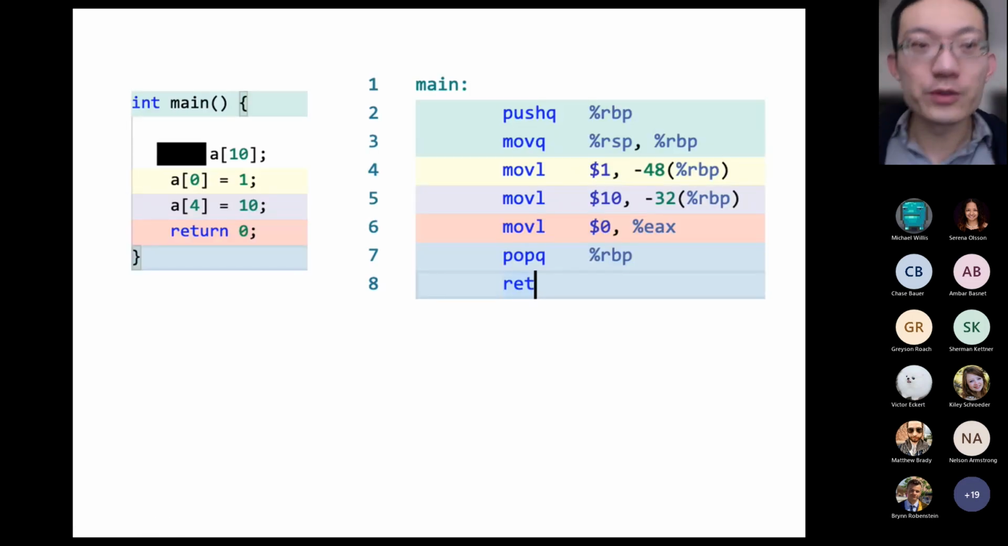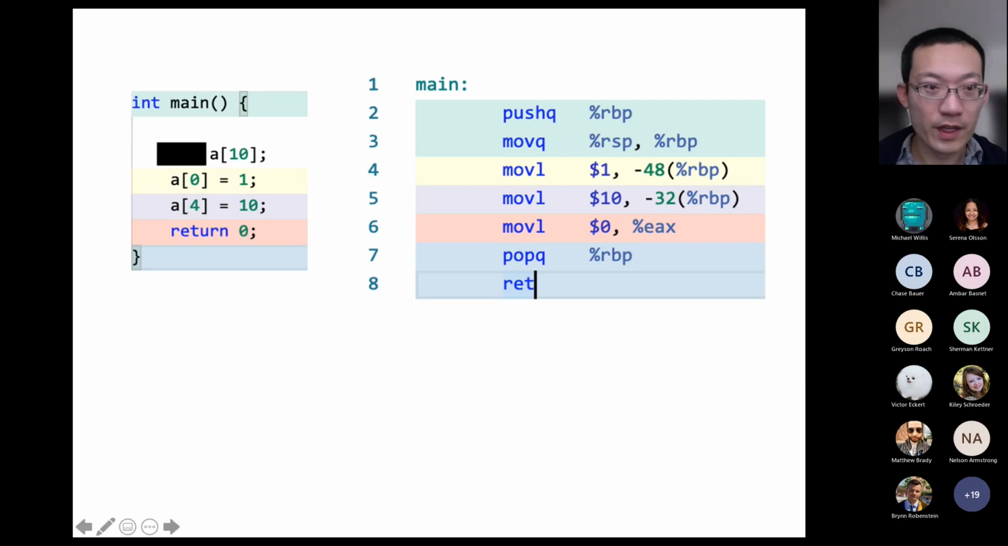We also talked about how to do reverse engineering over this code. In this example, you can see we have A0 initialized to the value 1, and A4 initialized to the value 10. We look at the assembly code right here, so we can figure out RBP minus 48 should be the place holding A0, and RBP minus 32 would be the place holding A4.